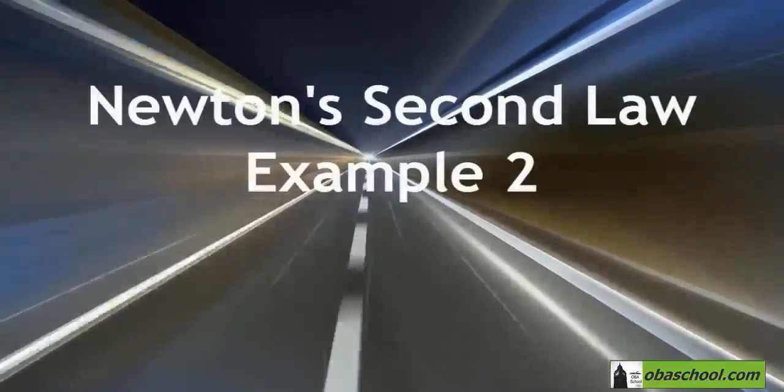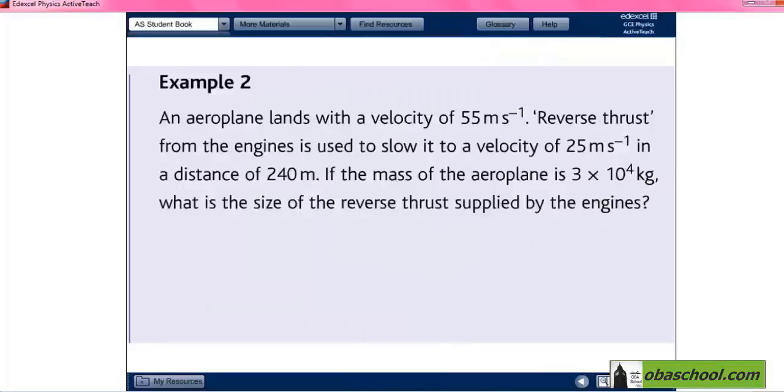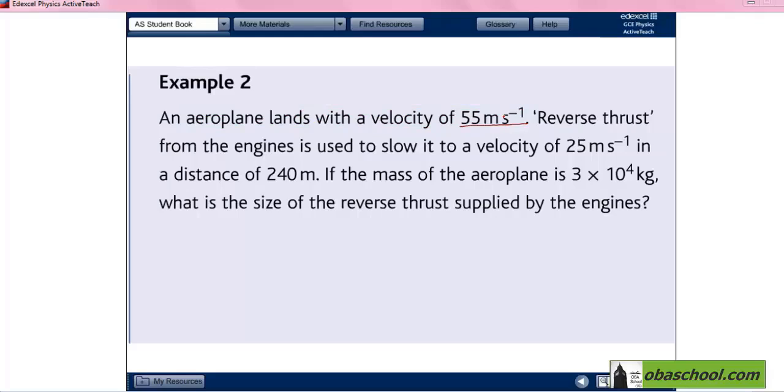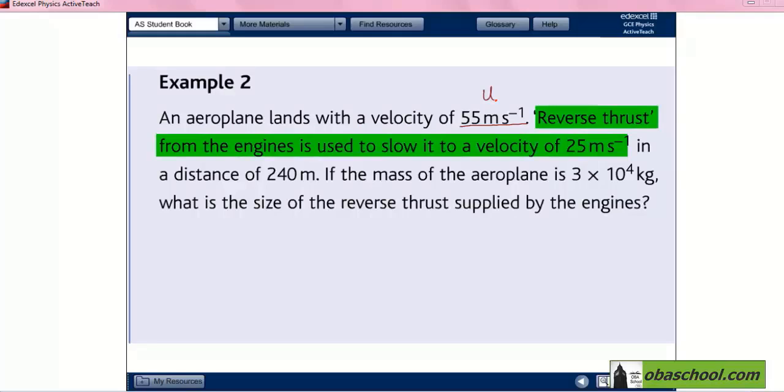Newton's second law, example 2. An airplane lands with a velocity of 55 meters per second. So the initial velocity, or u, is 55 meters per second. Reverse thrust from the engines is used to slow it to a velocity of 25 meters per second.